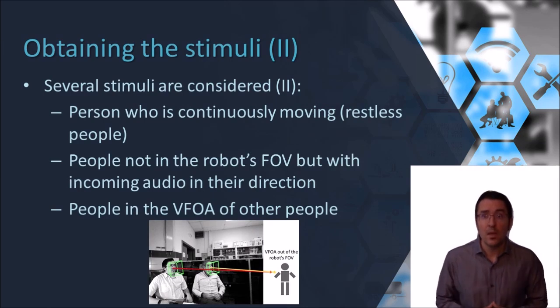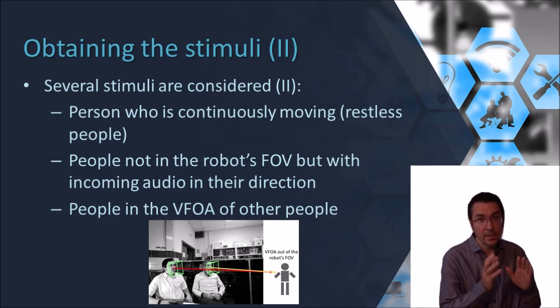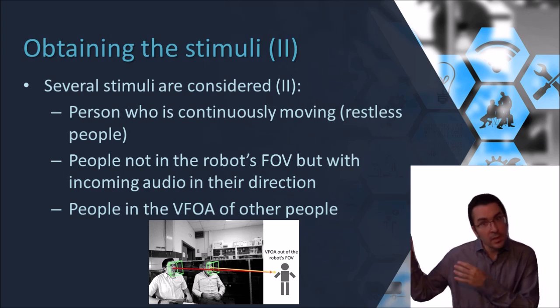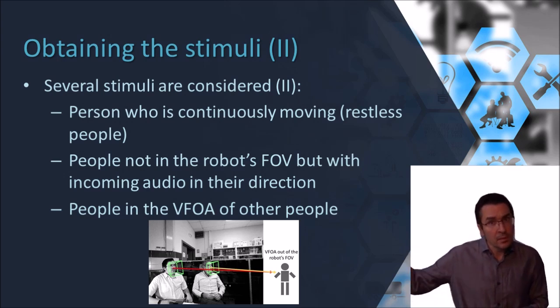In fourth place, we analyze if a person is continuously moving. The restless people are usually in the attention of other people. In addition, we check if a person is not in the robot's field of view, but incoming audio in their direction is being received, because the robot maybe is gazing at some people, but this another person is in another direction, but this person is speaking and audio is being received.